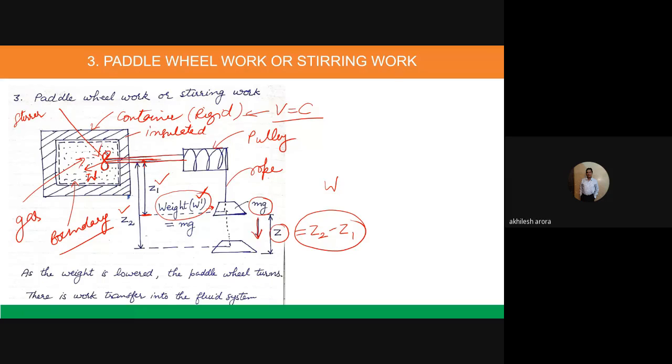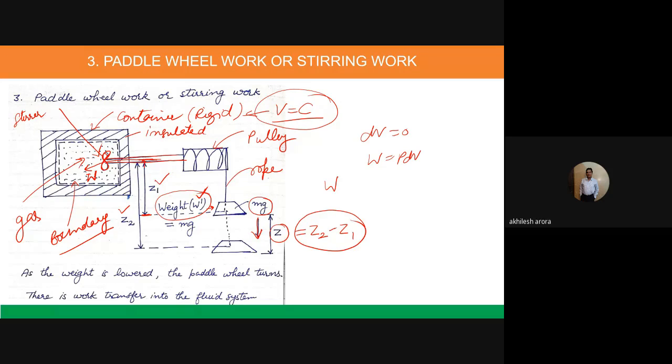Okay, now what will happen when there is work on the gas inside the container? Will there be any change in the volume of this container? I have already told you that V is equal to constant, so there is no change in the volume. When there is no change in the volume, dV is equal to 0. So what will be the value of the PdV work?